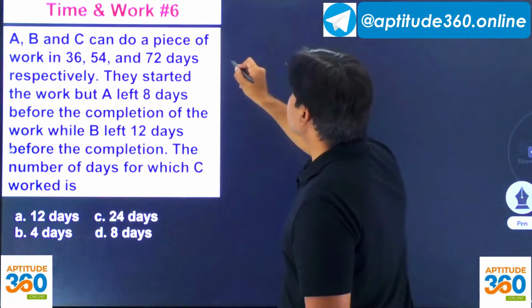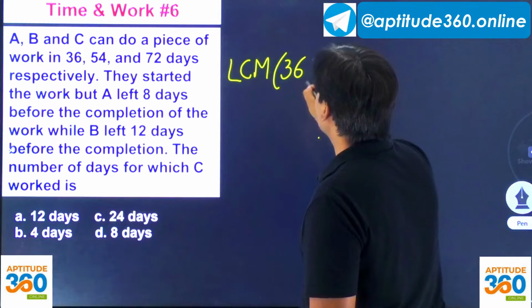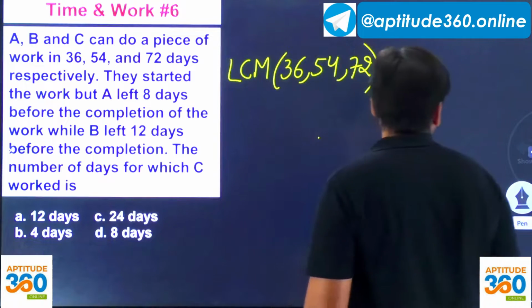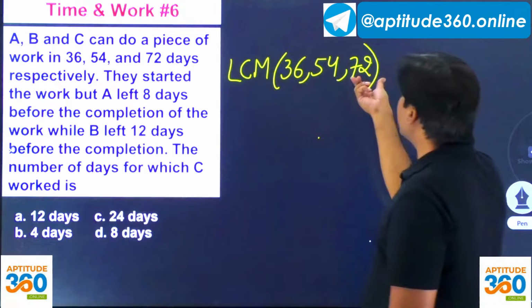So first thing first, I'm going to find out what is the LCM of 36, 54 and 72. And if you get stuck, what did I tell you in the last video? You need to look in the table of 72.